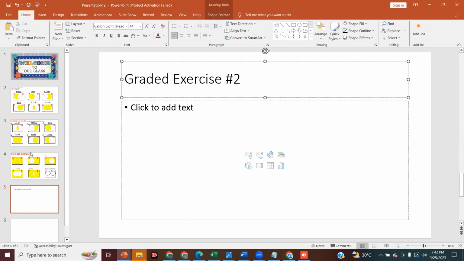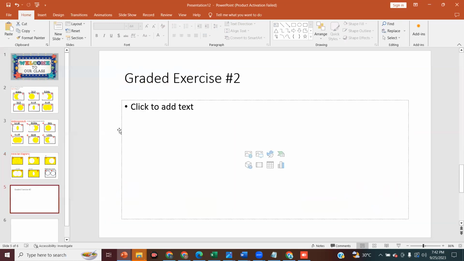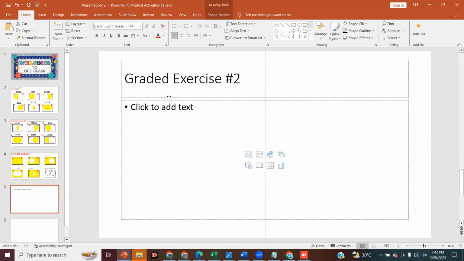There's no shading for this, by the way. No shading for the last one. All right, so there's no shading for the last one. Please make a note of that. All right, so grade exercise number 2.